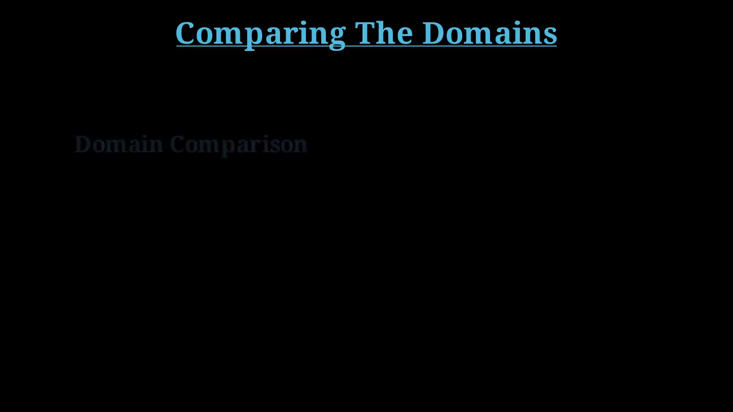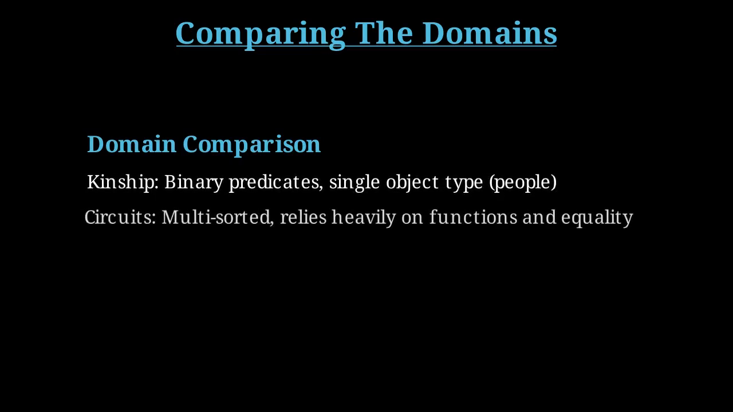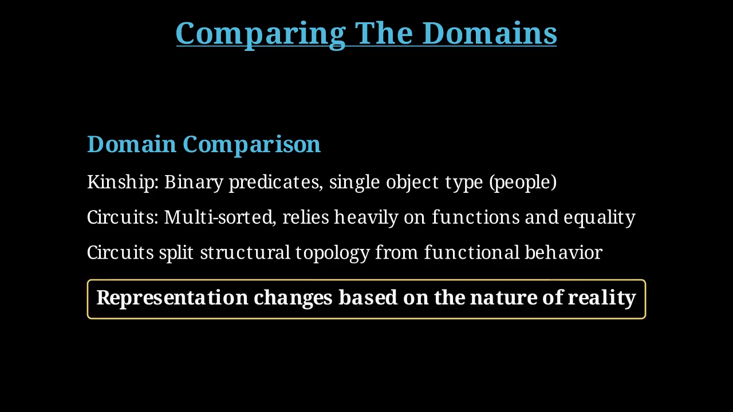Let us compare our two domains side by side. Kinship heavily relies on binary predicates between identical types of objects, specifically people. The reasoning is largely categorical. The circuit's domain is multi-sorted. It has gates, terminals, and signal values. It relies heavily on mathematical functions mapping terminals to Boolean states. Furthermore, the circuit's domain strictly distinguishes between the structural topology, the wiring, and the functional behavior, the truth tables. Understanding these differences is crucial. The way you represent knowledge drastically changes based on the fundamental nature of the reality you are modeling.